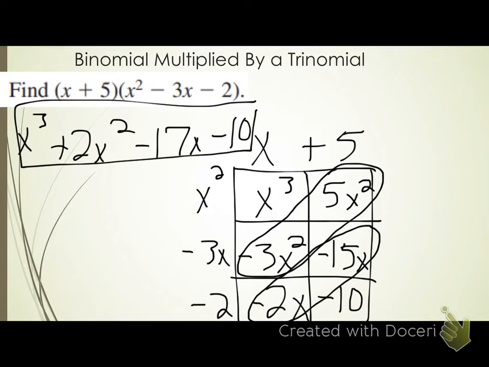So the box method can be used with any polynomial? Yep. I could do a trinomial times a trinomial, or a trinomial times a polynomial of 4 terms. You name it. The first polynomial will determine how many columns you have. This is a binomial, so I have 2 columns. The second one will determine how many rows you have. It's a trinomial, so I have 3 rows. Or vice versa. I could have put my trinomial up top and my binomial down the side. Could have done it either way.